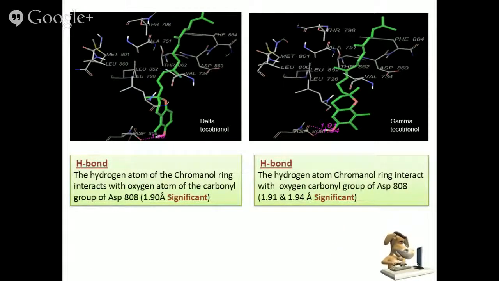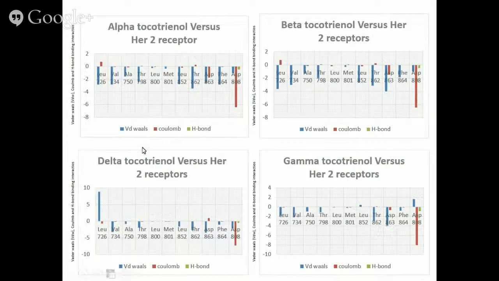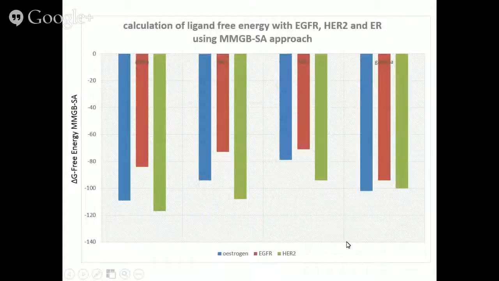In delta, there is also a strong hydrogen bond between the aspartate and the chromanol ring. Also here between the aspartate and the chromanol ring, we can see it at the same site. Van der Waals and Coulombic energies of all the receptors, alpha, beta, gamma, delta, are almost the same, except here delta is also showing not a good van der Waals interaction.